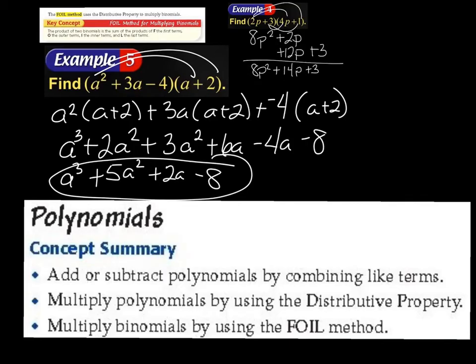I think this lesson took us about a chapter in Algebra 1 that we just went over in one lesson. In Algebra 2, adding and subtracting polynomials, we combine like terms, multiply polynomials by using the distributive property, and special case for binomials, you can use the FOIL method.